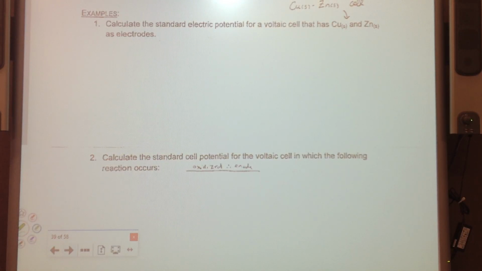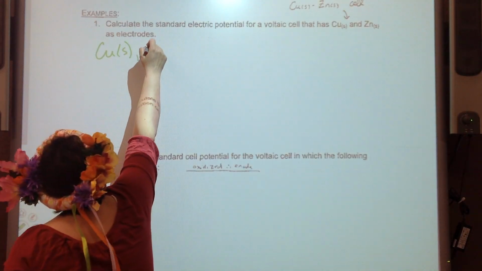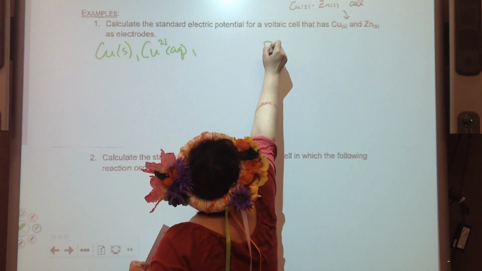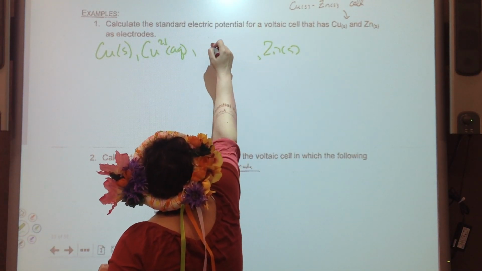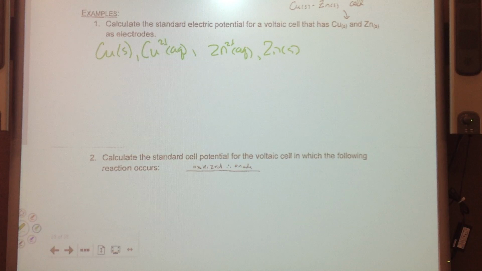It says calculate the standard electric potential for a voltaic cell that has copper solid and zinc solid as electrodes. So if we have copper solid, chances are we're going to have a copper species. And if we have zinc as a solid, we're going to have zinc ions. Okay? So now that we've identified those, we go to our chart and we determine which is the strongest oxidizing versus strongest reducing agent.